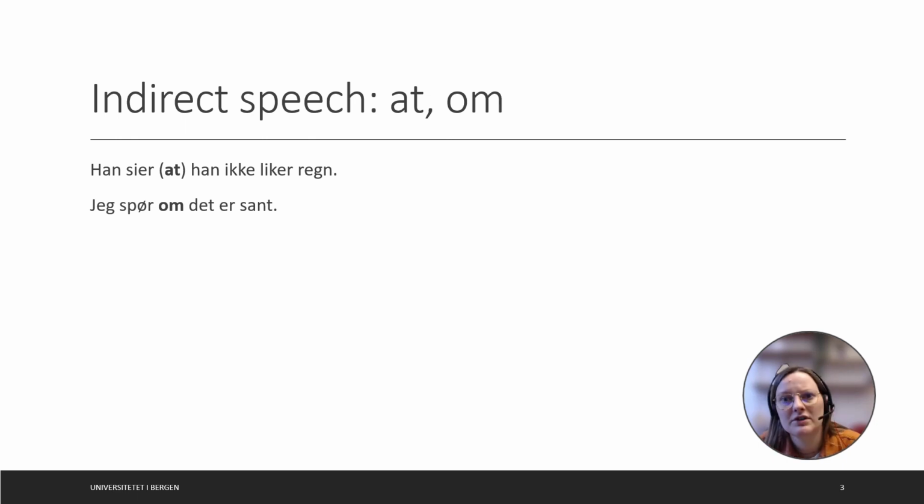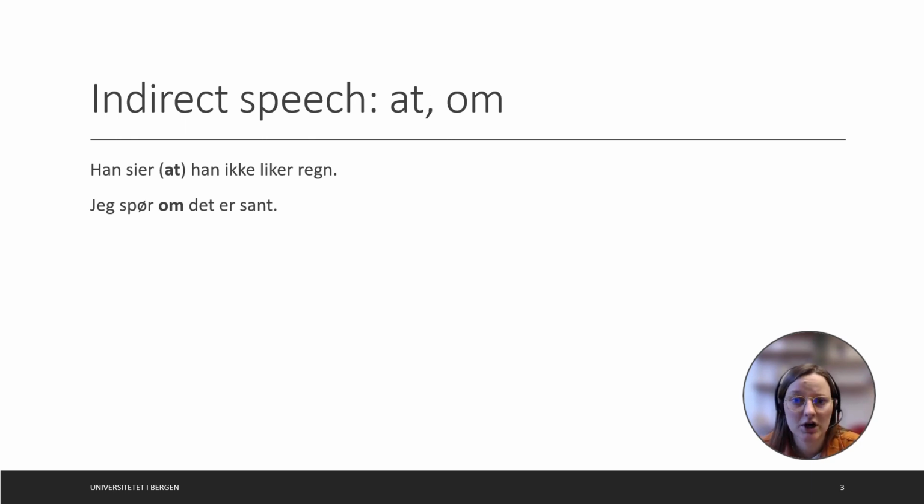There are two conjunctions used to express indirect speech, at and om. We use at when we give information, often after phrases like han sier, han forteller, han viser, or han vet. Han sier at han ikke liker regn, for example. We use om when we ask for information, often after phrases like jeg spør, jeg lurer på, jeg vet ikke, jeg spør om det er sant.